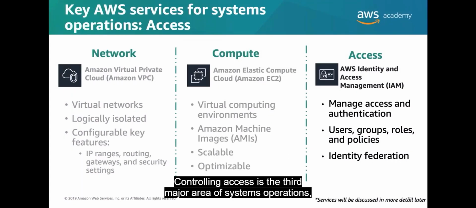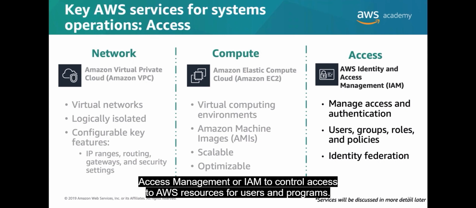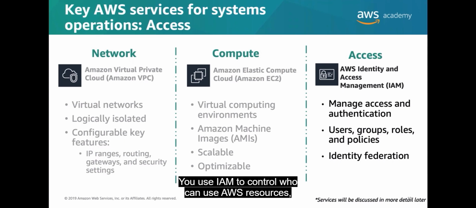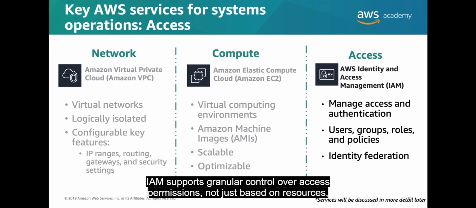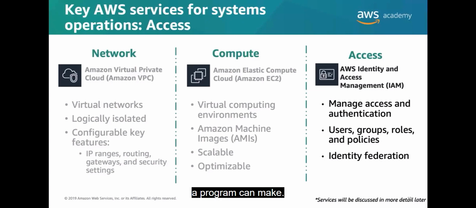Controlling access is the third major area of systems operations. You use AWS Identity and Access Management, or IAM, to control access to AWS resources for users and programs. You use IAM to control who can use AWS resources, what resources they can use, and in what ways. IAM supports granular control over access permissions, not just based on resources, but all the way down to determining which API calls for each service a user or a program can make.